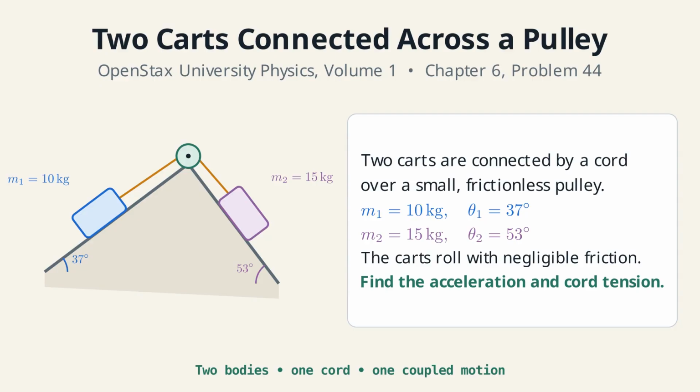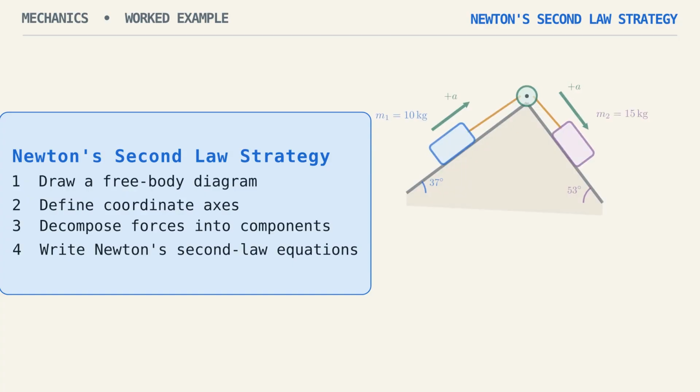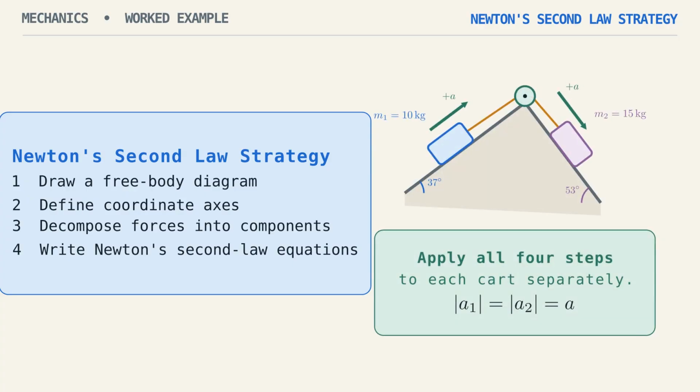Each cart needs its own force diagram and Newton's second law equation, while the cord links their motions. Use the full Newton's second law strategy. First, draw a free body diagram. Second, define coordinate axes. Third, decompose forces into components. Fourth, write Newton's second law equations. We apply all four steps to each cart separately. The cord then provides the connection. When one cart moves a certain distance, the other moves the same distance, so their acceleration magnitudes are equal.